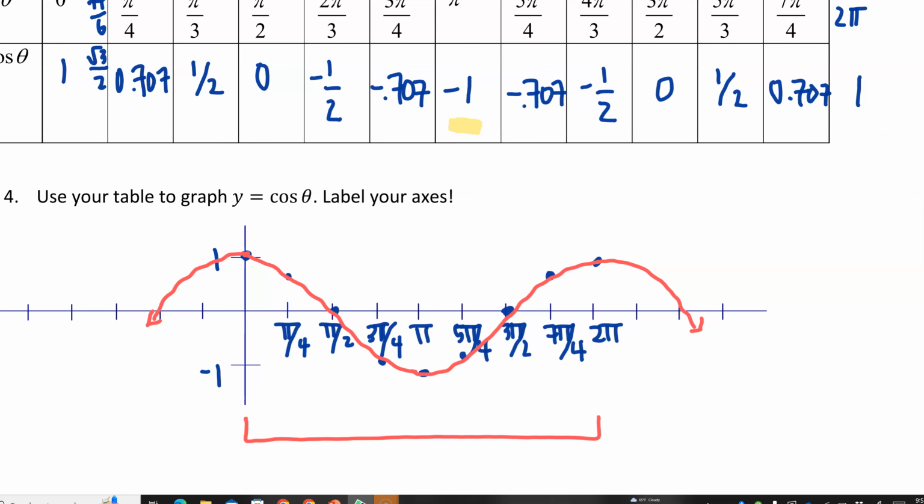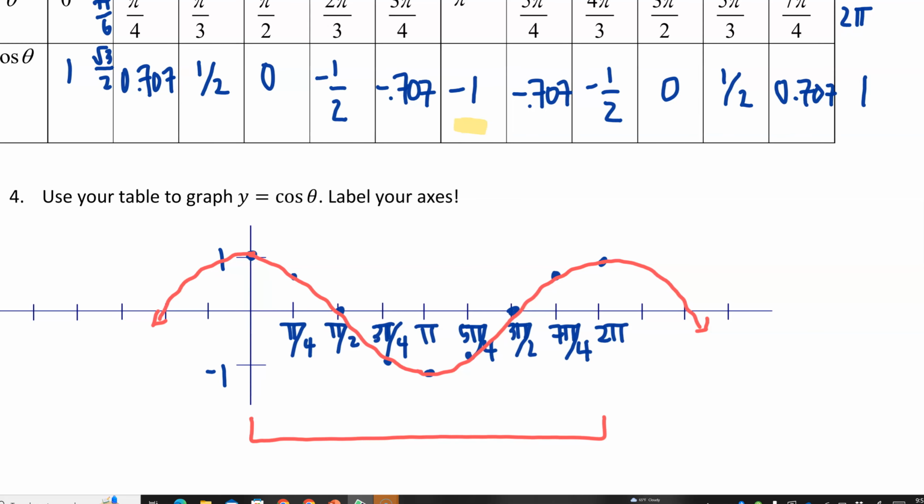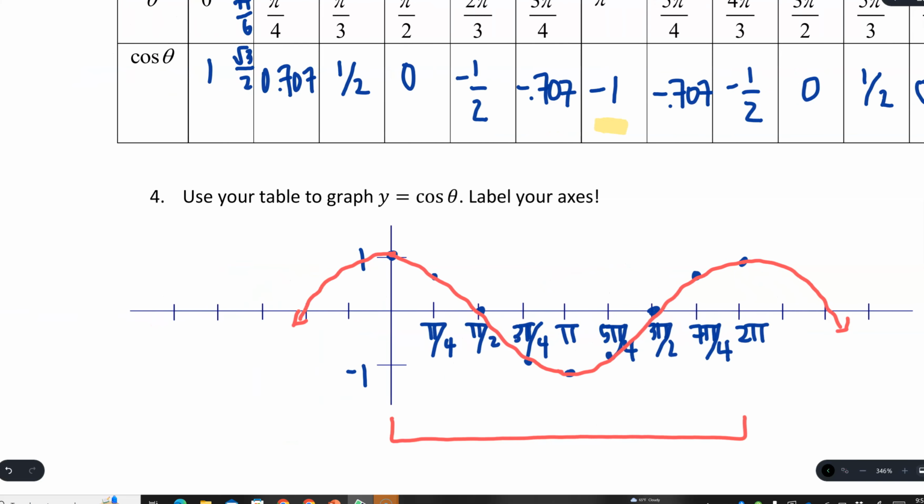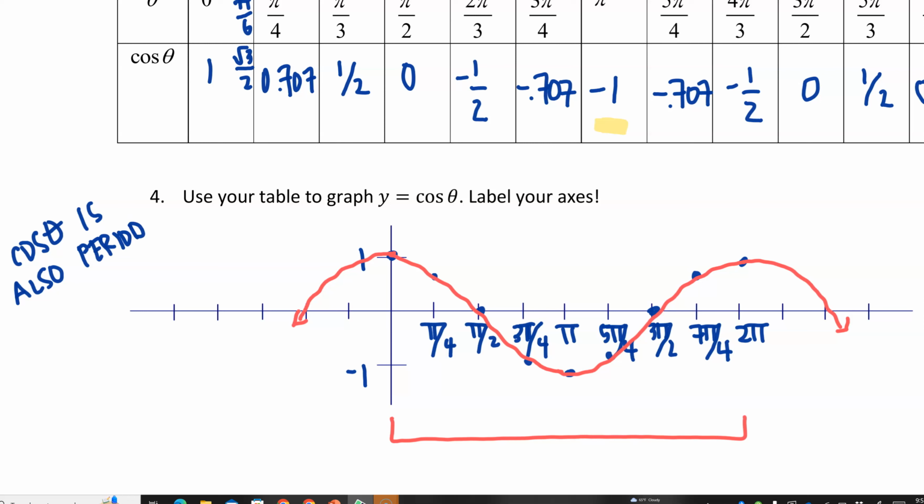Okay, so what about cosine? Cosine is also a what type of function? Periodic function. So cosine of theta is also periodic. Even though it starts out at different values, what is one full period of cosine? So how long does it take before it starts repeating itself? 2 pi, perfecto.